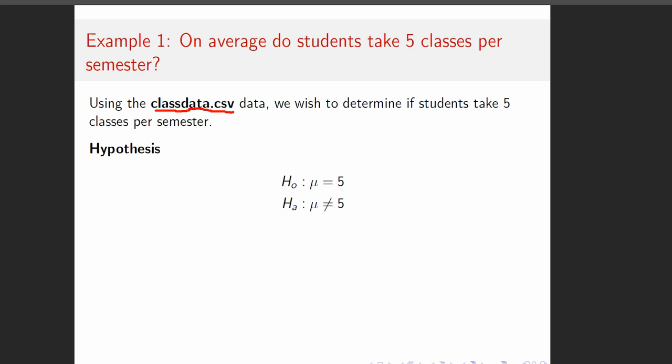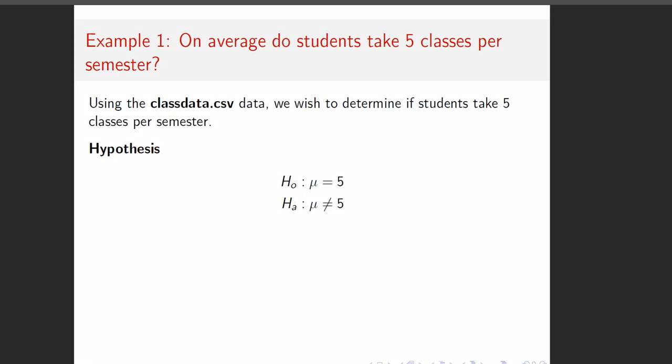Okay, so there's our hypothesis. H sub 0 is how we identify the null hypothesis. And what's the null hypothesis? Students take 5 classes per semester. So there you go, mu equals 5. What's the alternative? Well, if the average number isn't 5, it's some number other than 5. So we're using the not equal to there. All right, so pretty straightforward in how we set up the hypothesis.